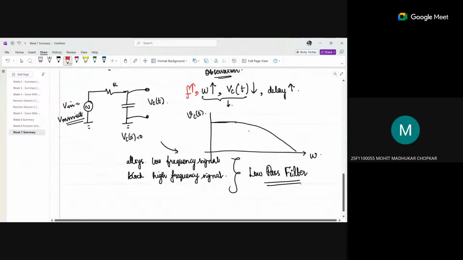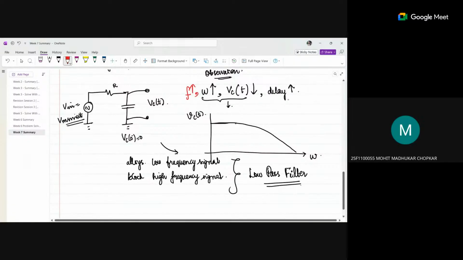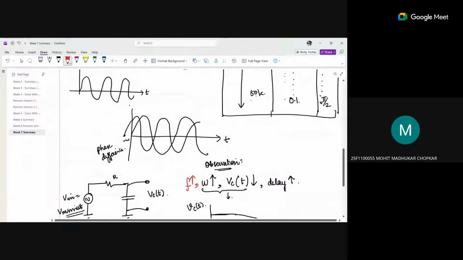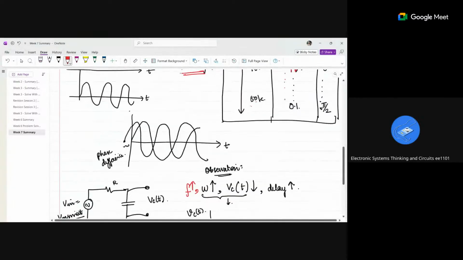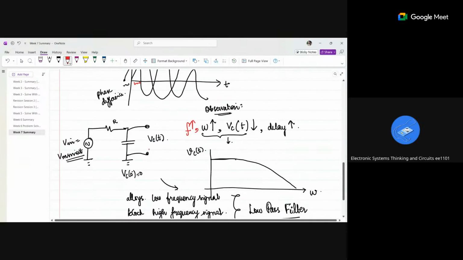Ma'am, the delay in the plot is because of the time taken by the capacitor to take a charge. Yes, that's why. The delay is like, see, this is the input voltage and the output voltage will be like this. So there is a delay, right, between these two signals. So that we call phase difference. Phase difference is what they mentioned here as delay.